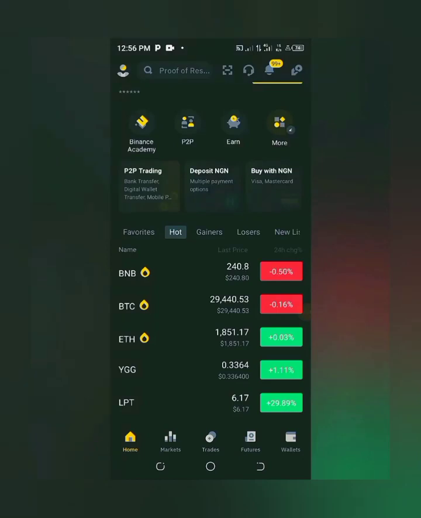In this video, I'll be showing you how to use the Binance Futures Calculator. So that means I'll be showing you how to calculate your PNL, your target price, your liquidation price, and your open price.